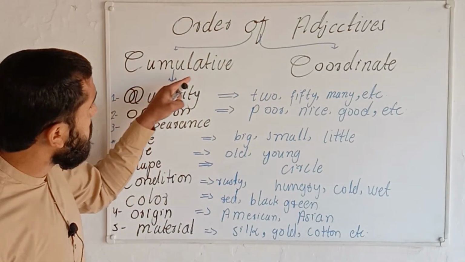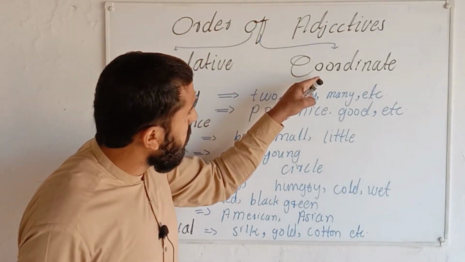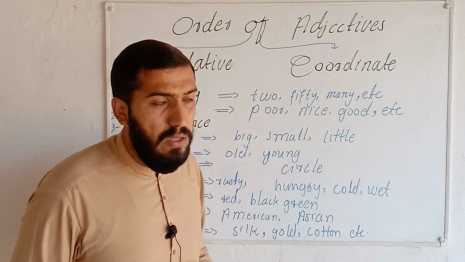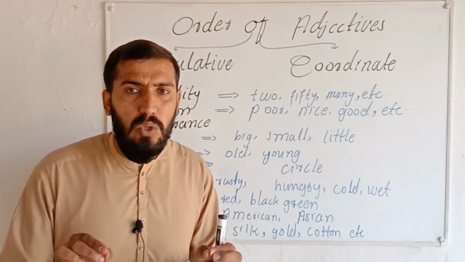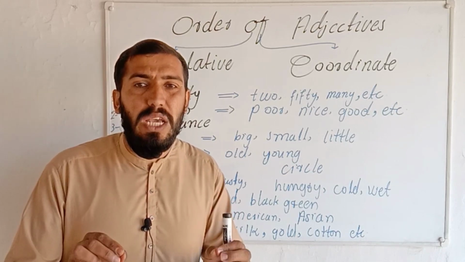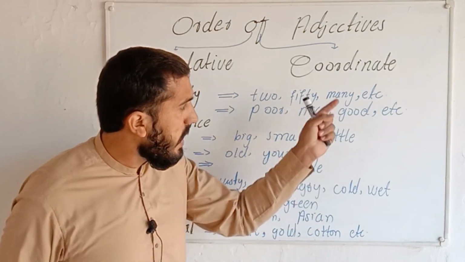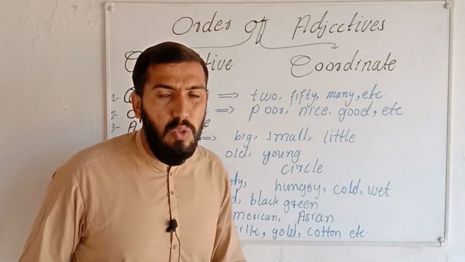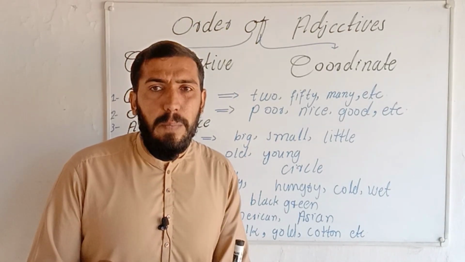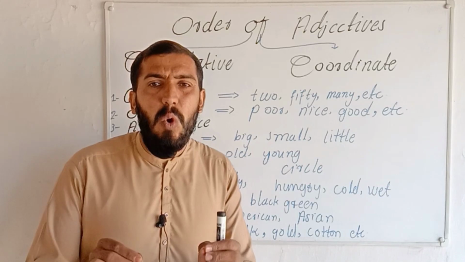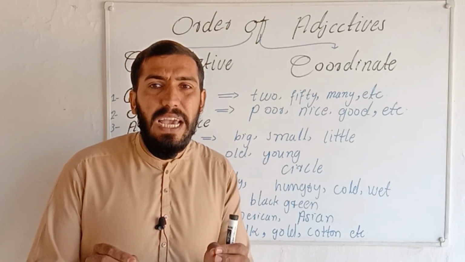First one, cumulative adjectives, and the second one, coordinate adjectives. Cumulative adjectives are those adjectives which are used in a particular order. On the other hand, coordinate adjectives are those adjectives which don't have a particular order. We choose our own order depending on the kind of adjectives.